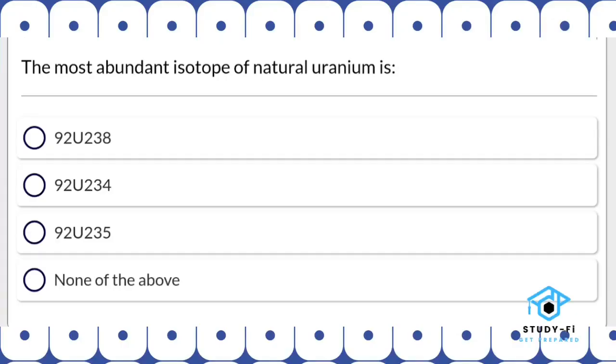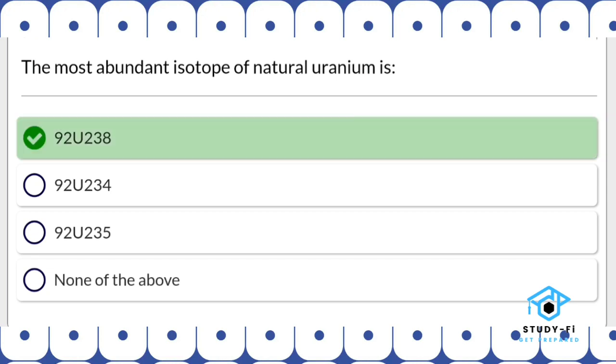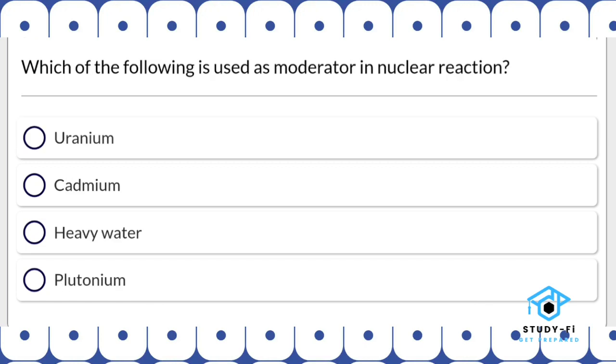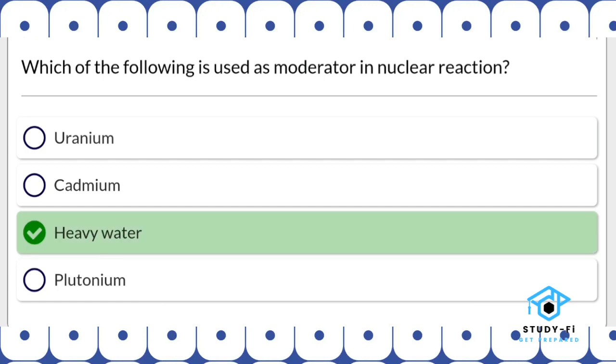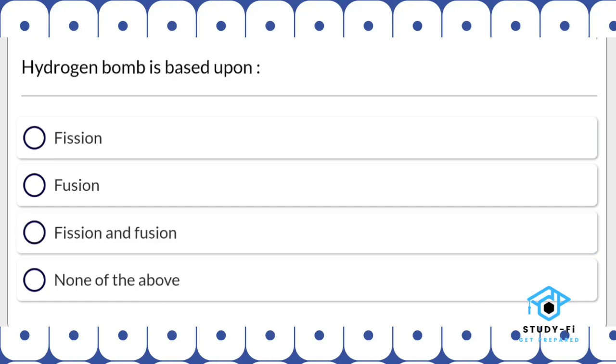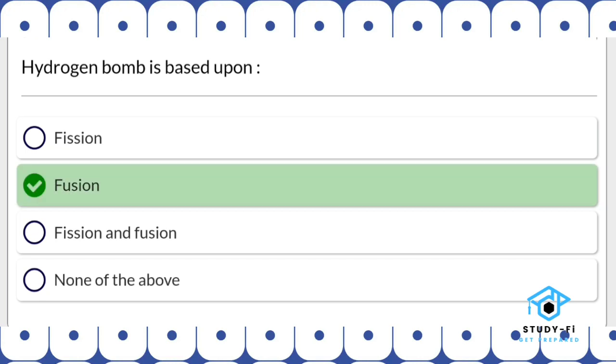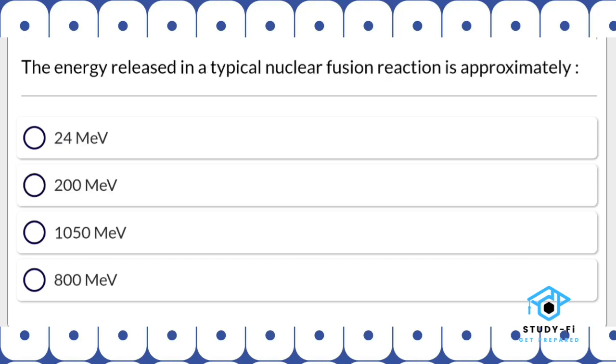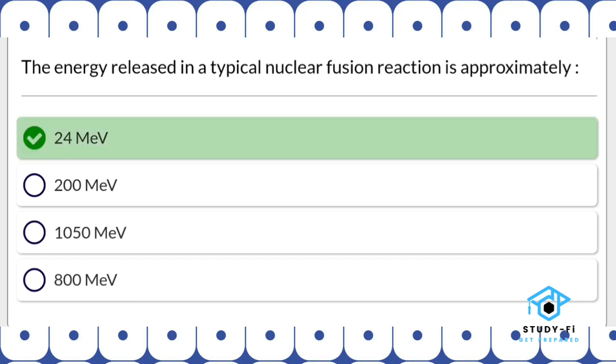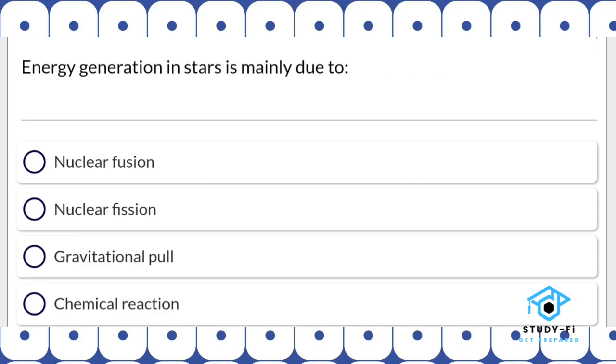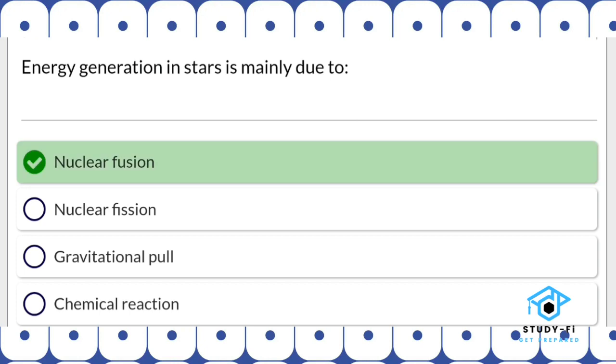The most abundant isotope of natural uranium is uranium-238. Which of the following is used as moderator in nuclear reaction? Heavy water. Hydrogen bomb is based upon fusion. The energy released in a typical nuclear fusion reaction is approximately 24 MeV. Energy generation in stars is mainly due to nuclear fusion.